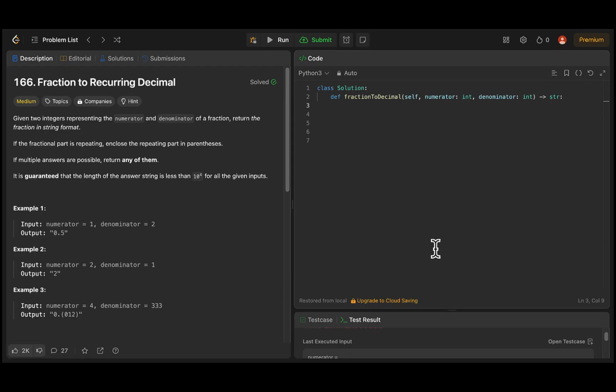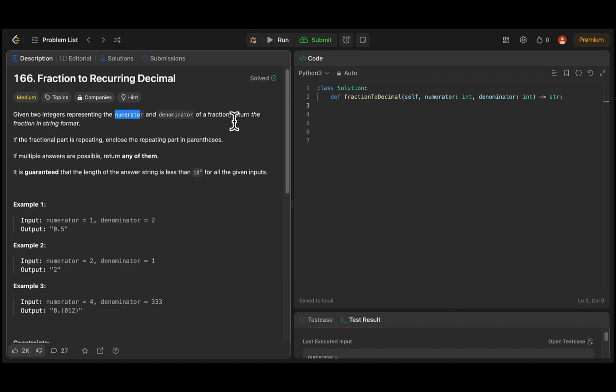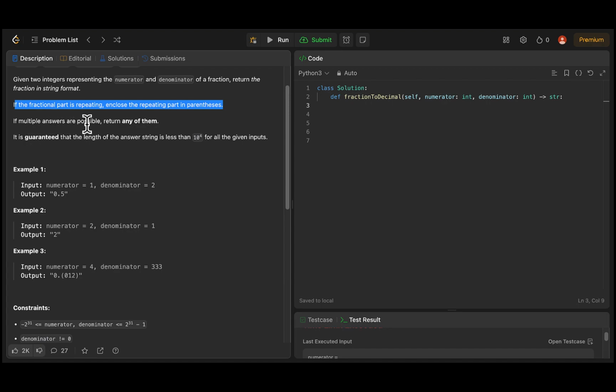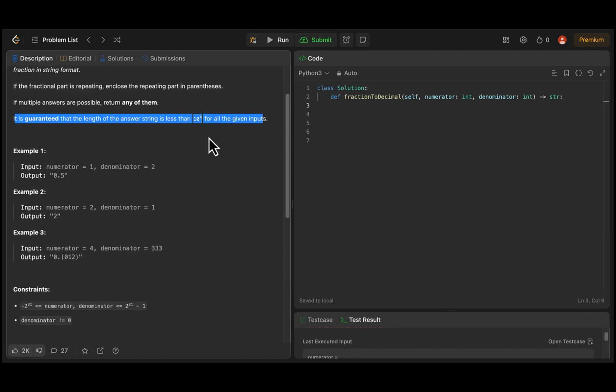Hey guys, welcome to today's video wherein we will be solving the question Fraction to Recurring Decimal. We are given two integers which represent the numerator and denominator of a fraction, and we need to return the fraction in string format. If the fractional part is repeating, enclose the repeating part in parentheses. If multiple answers are possible, return any of them. It is guaranteed that the length of the answer string is less than 10 raised to 4 for all given inputs. Now let's look at examples.